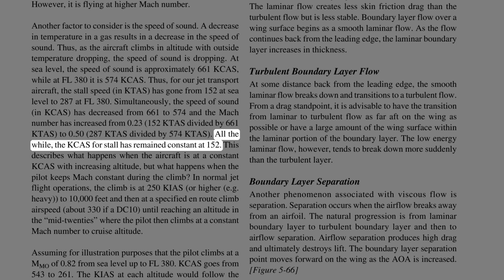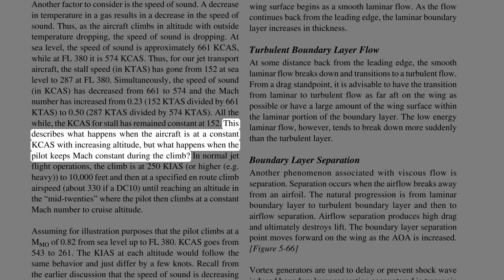All the while, the KCAS for stall has remained constant at 152. This describes what happens when the aircraft is at a constant KCAS with increasing altitude, but what happens when the pilot keeps Mach constant during the climb?